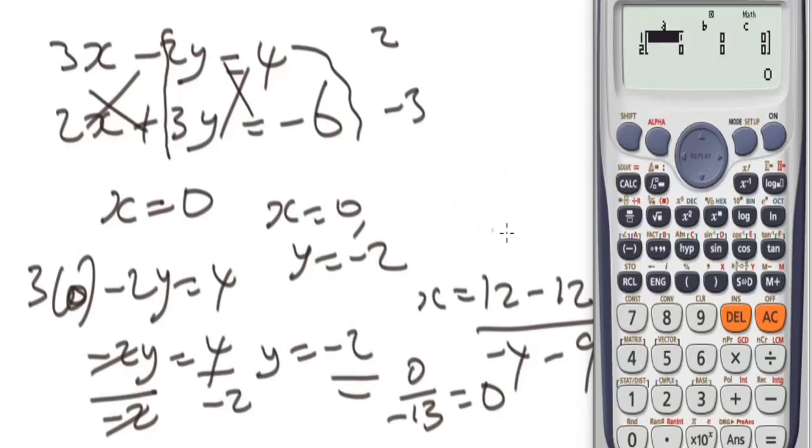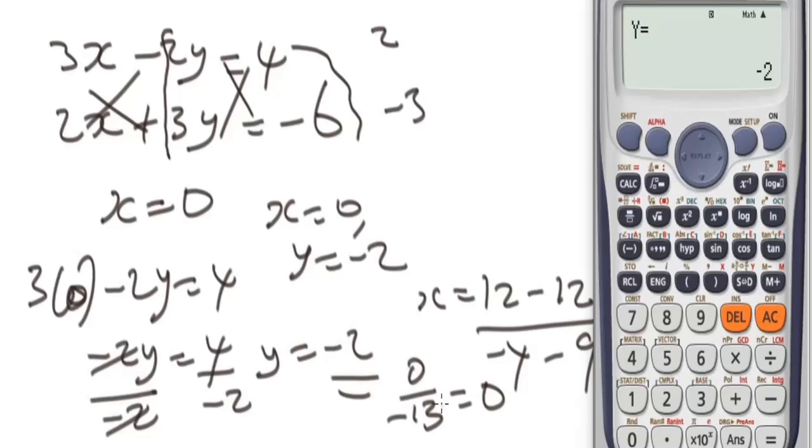Okay, so just input the values for equation 1. The coefficient of x is 3. The coefficient of y is minus 2. Put the constant 4. Alright, so for equation 2, the coefficient of x is 2. The coefficient of y is 3. The constant is minus 6. That's all. Let's press equal to. So we have x to be 0 and our y to be minus 2. So it's correct what we have here.